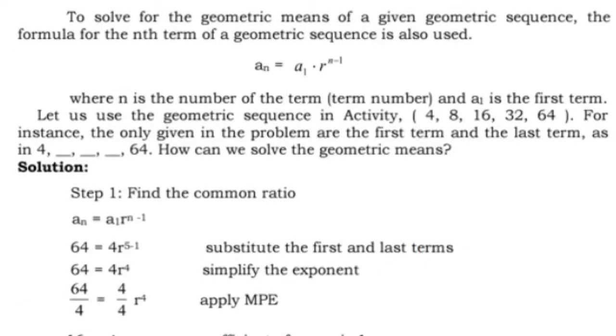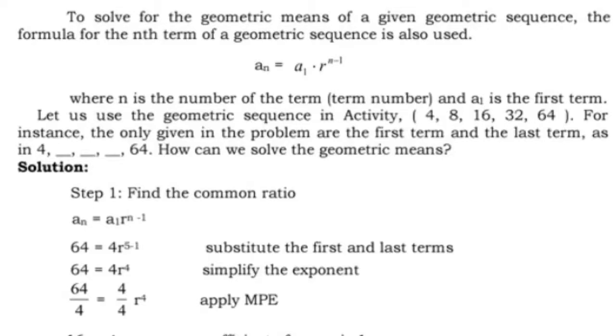Then to solve for the geometric means of a given geometric sequence, the formula for the nth term of a geometric sequence is also used. So geometric means are the terms in the middle. Okay? So ang formula na gagamitin ay a sub n equals a sub 1 times r raised to the power of n minus 1, where n is the term number. So kung first term ba, second term, third term, and so on. And a sub 1 is the first term.